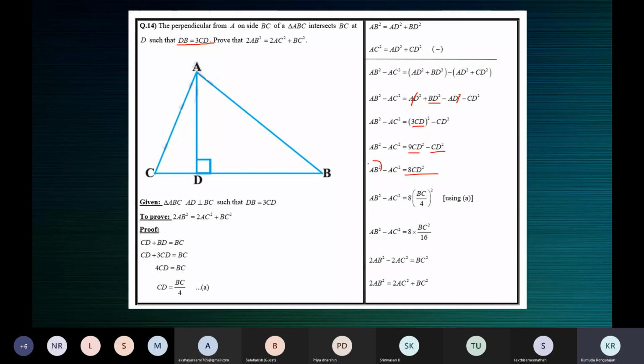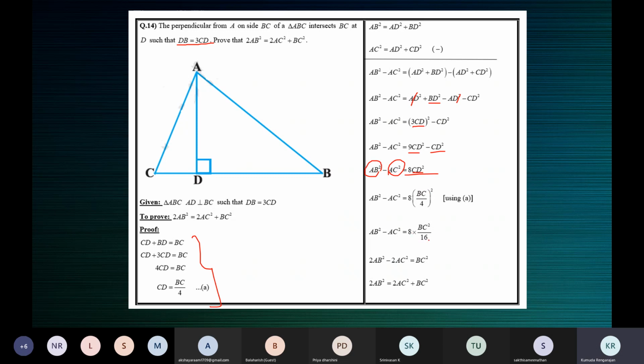Now we know that we want AB square, we want AC square, we don't want CD square. So what is CD in terms of BC is what we've done here. So CD is BC by 4. BC by 4 the whole square. So that is BC square by 16.